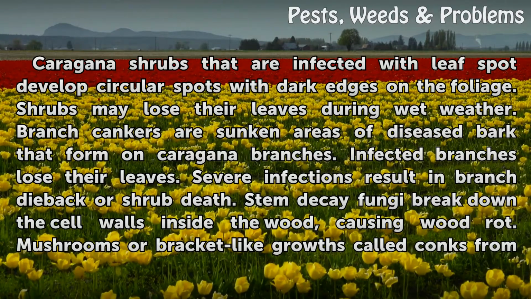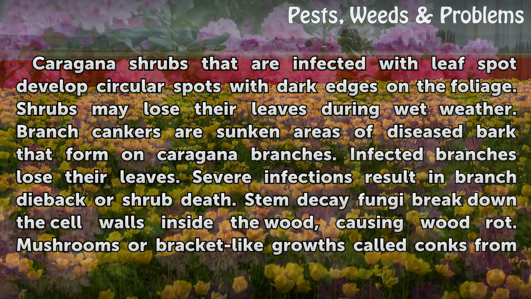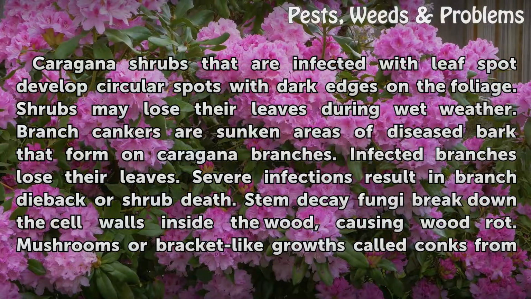Branch cankers are sunken areas of diseased bark that form on Caragana branches. Infected branches lose their leaves. Severe infections result in branch dieback or shrub death.